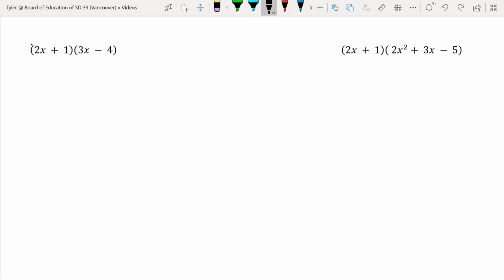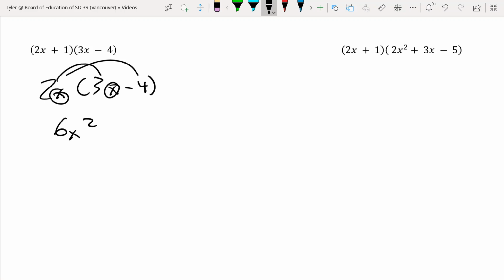So first, let's just pretend the plus 1 isn't there. So it's just 2x. So really, we're doing 2x times 3x minus 4. We know how to do that. We do the rainbows, so we get 6x squared, since x times x is x squared. And then we get negative 8x. Cool. Then we're going to do the plus 1 times the second thing. So that's going to be 1 times 3x minus 4.